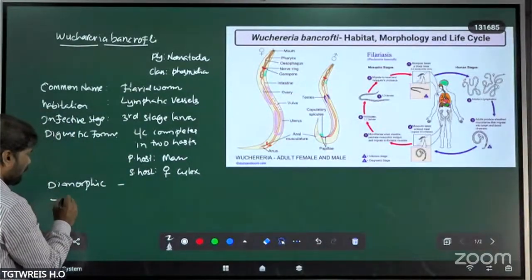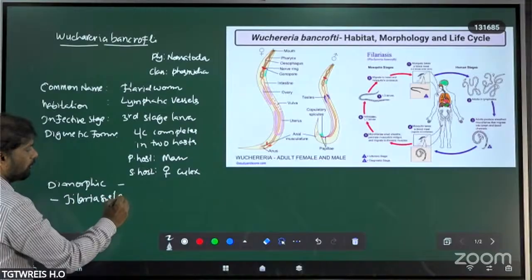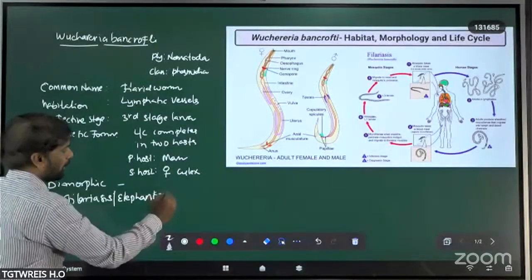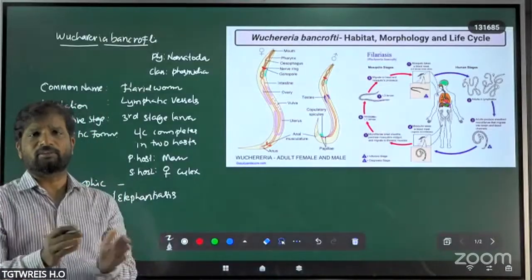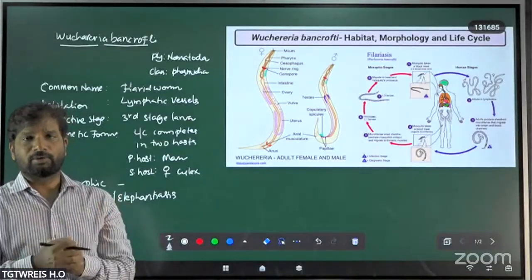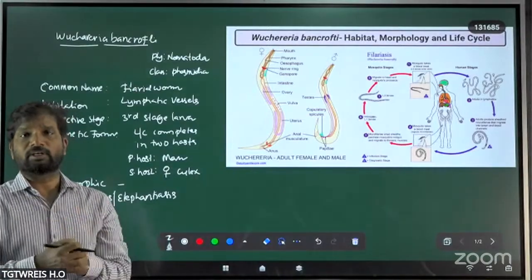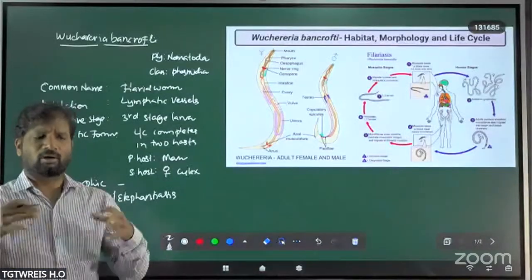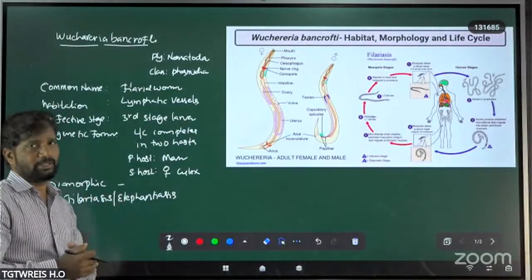It causes filariasis, or it also causes elephantiasis disease. Filariasis or elephantiasis means a group of symptoms, for example, inflammation of the lymph vessels and glands, swelling of the lymph glands and lymph vessels, and dry skin. All these groups of symptoms are known as filariasis or elephantiasis.